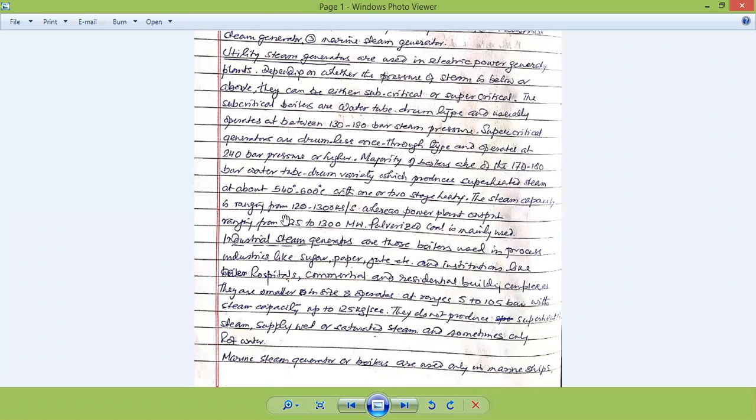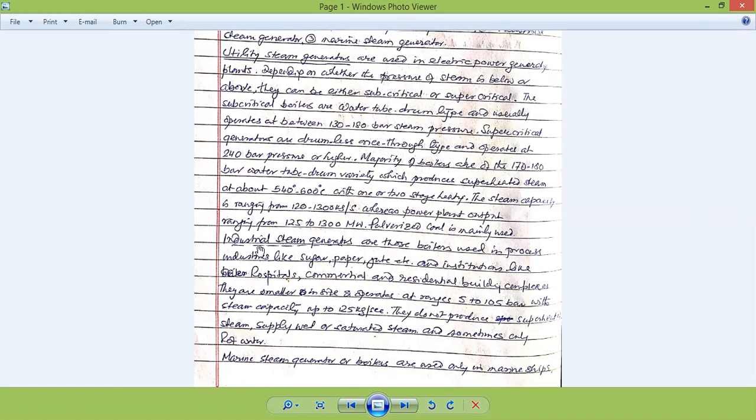The steam capacity ranges from 120 to 1300 kg per second, whereas power plant output is generally 125 to 300 megawatt. Pulverized coal is mainly used, meaning it is crushed, broken up to a particular size, and then used for burning as fuel in the furnace itself.